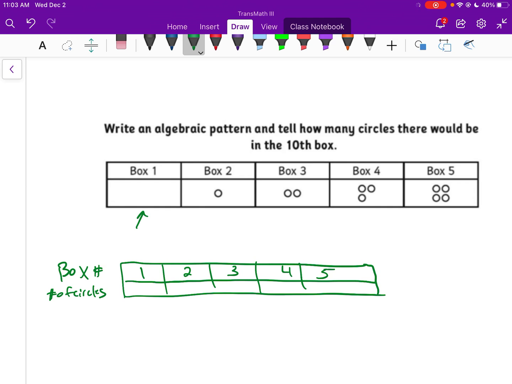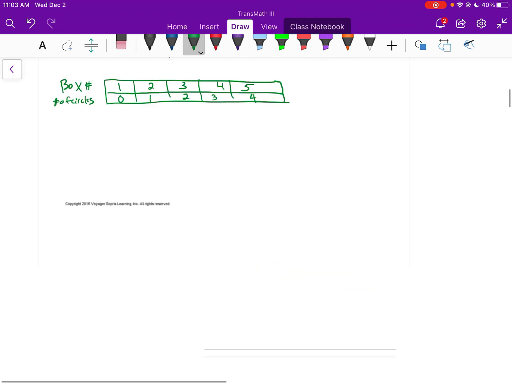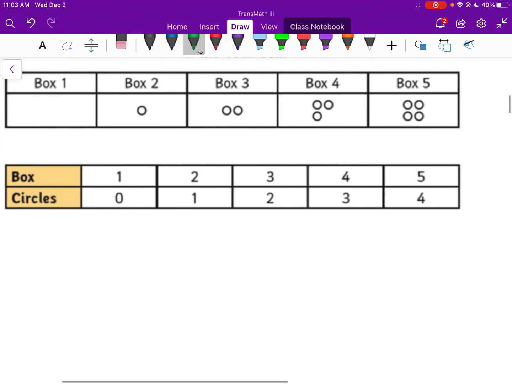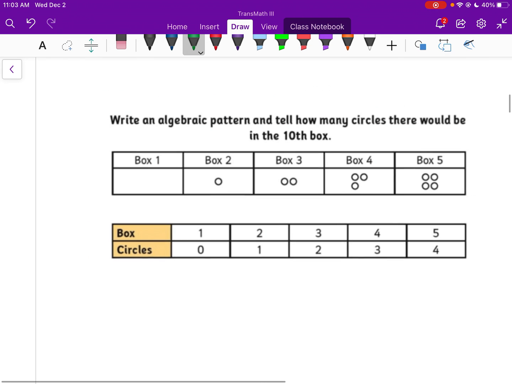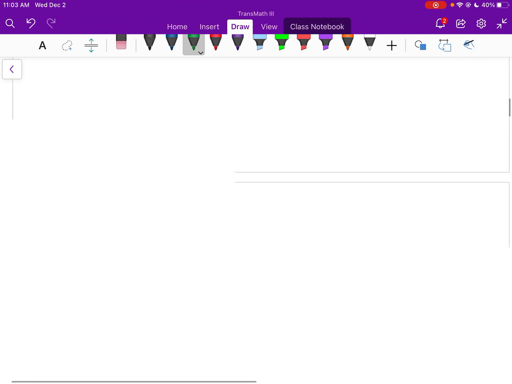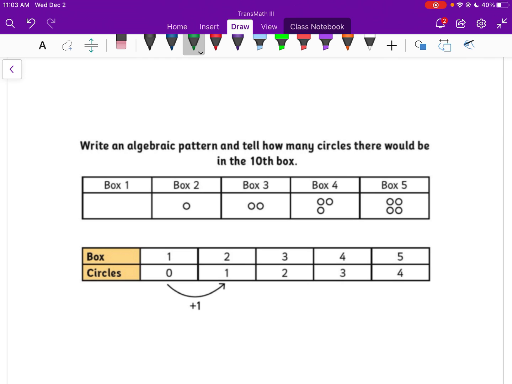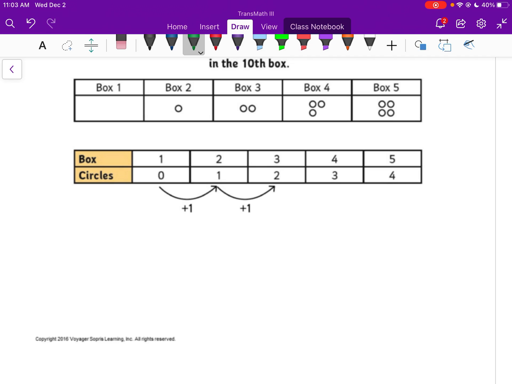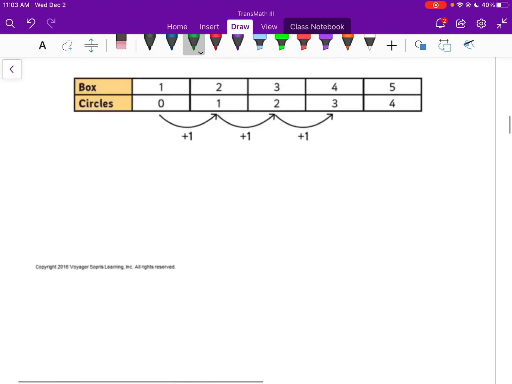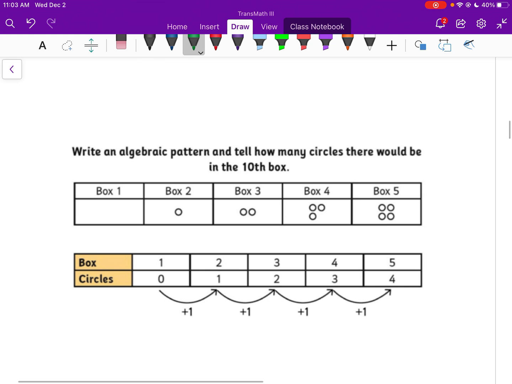In box number 1, there was 0 circles. Box number 2, there was 1 circle. Box 3, 2, 3, 4. Okay, they'll have a better one here. So again, they just broke it down into box number and how many circles were in each box. So from there, we can start to see patterns. So we're going to look at the circles. To get from 0 to 1, we're just adding 1. To get from box 1 to box 2, adding 1. And we're just adding 1 circle each time we go up a box.